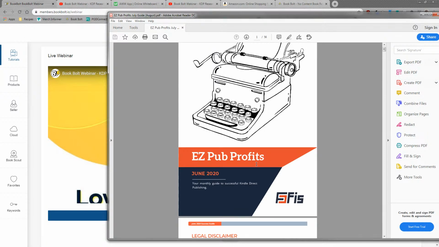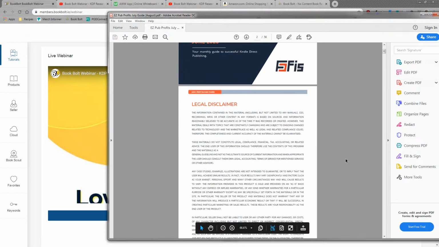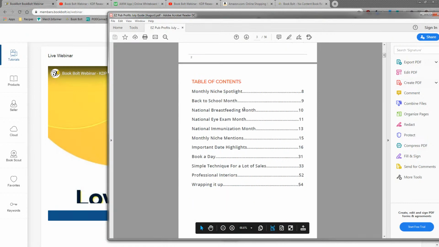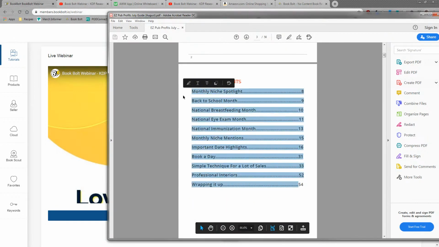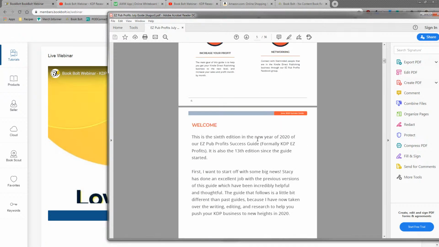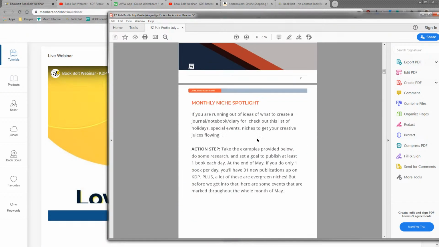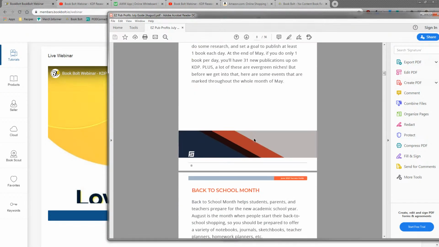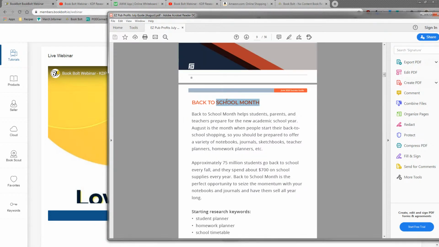easypubprofits.com. All right, so let me scroll down here. This is going to be the table of contents. You guys can follow along with what I'm seeing on my screen. A lot of stuff in here. It's quite long, but we're going to scroll down past the welcome message, and we're just going to go into the first niche. So back to school month.